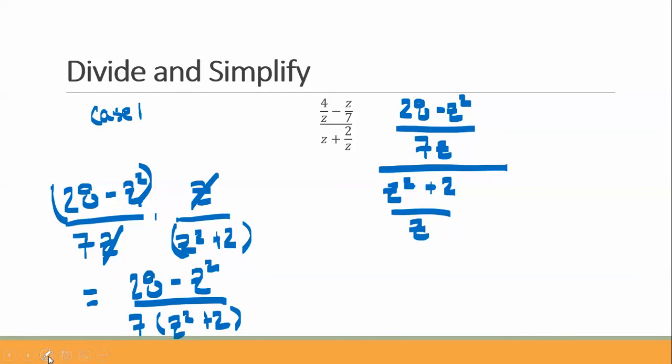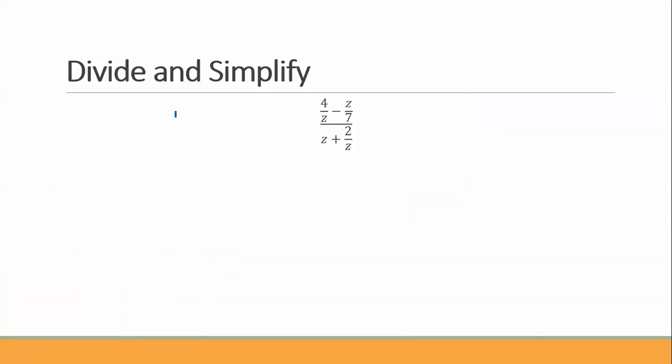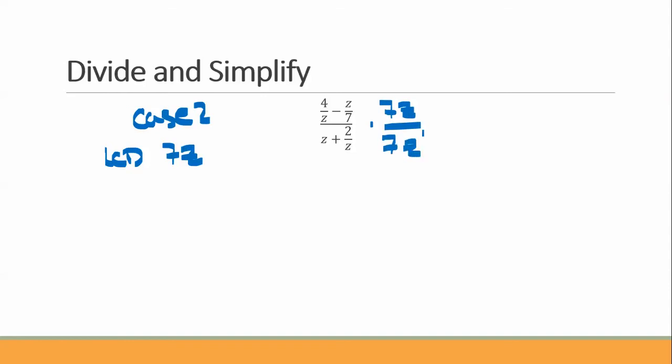Case 2 is multiplying by the least common denominator for everything. So our least common denominator is going to be 7z. So we're going to multiply by 7z over 7z. Remember, we're going to distribute.